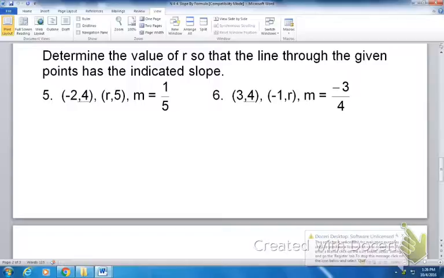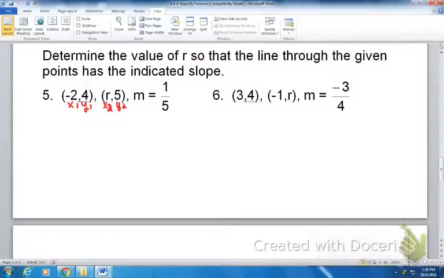Now, this time, they gave us 2 points and the slope, but one of the points in each problem is missing a number, so we have to find that number. But it works basically the same. So let's say I have x1, y1 here, and r is my x2, and y is my y2. Let's just set it up how we normally do.